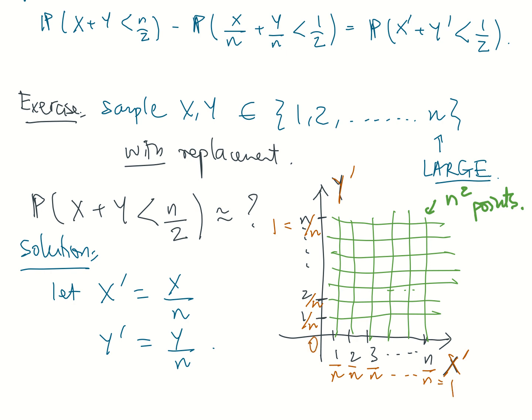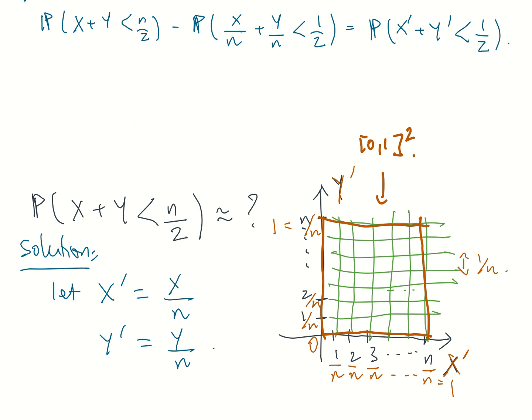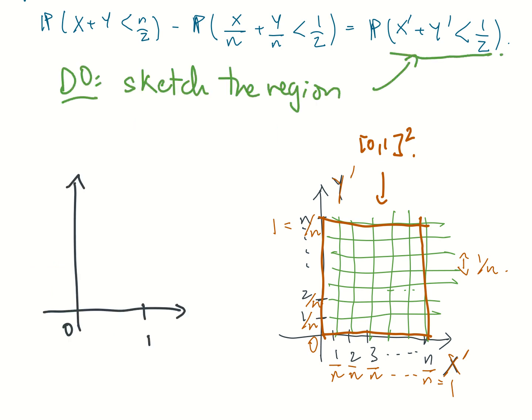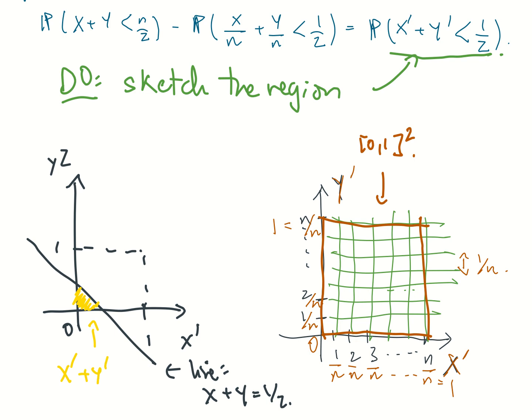We can visualize this as a grid with spacing 1 over N overlaid on the unit square. X prime and Y prime are independent and uniform, so the pair X prime, Y prime is a point chosen uniformly at random from this grid. Now, let's sketch the region X prime plus Y prime less than a half. The probability X prime plus Y prime is less than a half is the probability that a point X prime, Y prime chosen uniformly at random from this grid lies below this line.